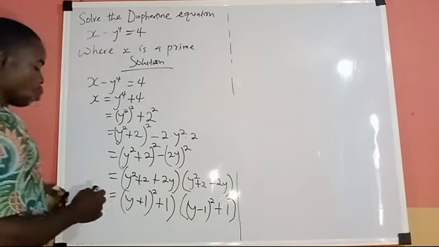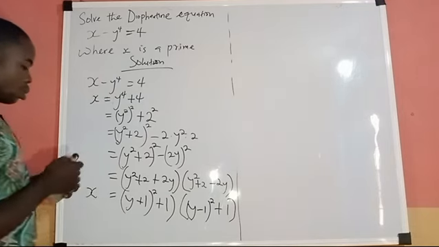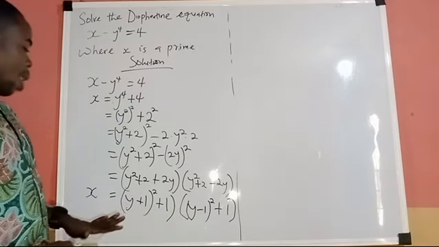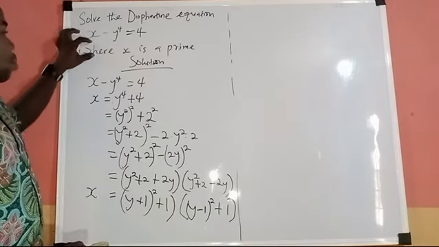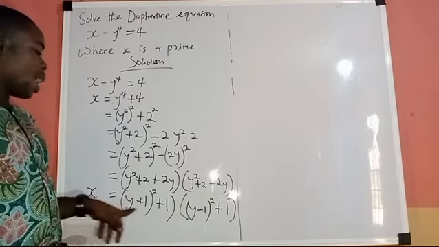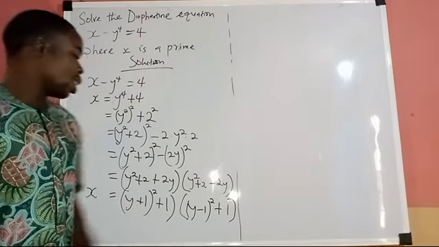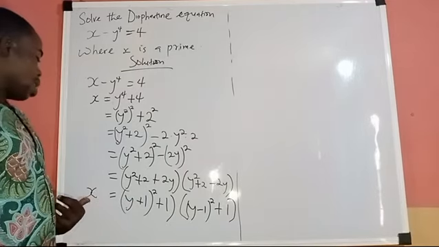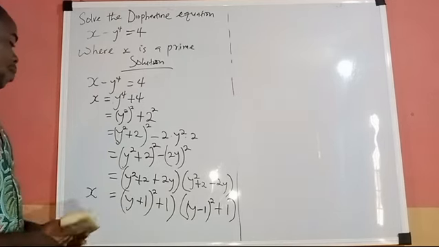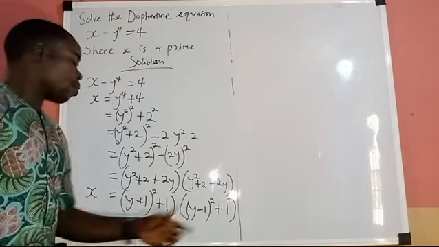So this is what we have here, and don't forget this is our x is actually equal to this. Now at this point we were told that our x is actually a prime. So what we are going to be looking for now is what are the values of y that when we put it on this expression right here, it is actually going to give us a value of x that is going to be prime.